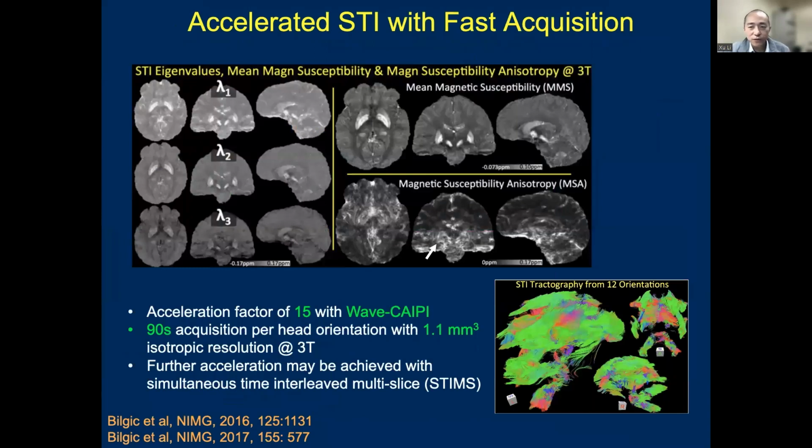So as a result, even if we can acquire a large number of head orientations, like the studies done by the MGH group using highly advanced acceleration with the wave-CAIPI sequence, where we can acquire one GRE scan in less than 2 minutes, and they acquired like 15 head orientations, the reconstruction of the susceptibility tensor is still not ideal. We can see that the susceptibility anisotropy usually looks pretty noisy, and the tractography results are not as reliable.